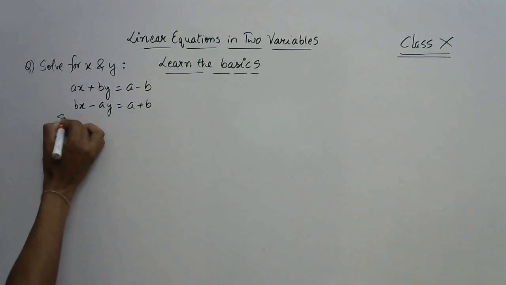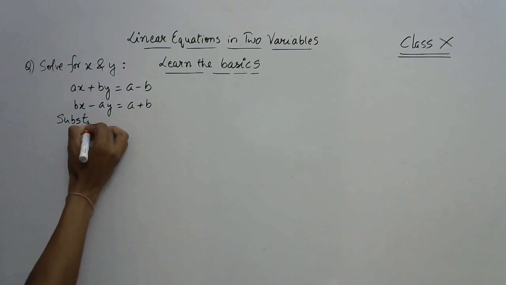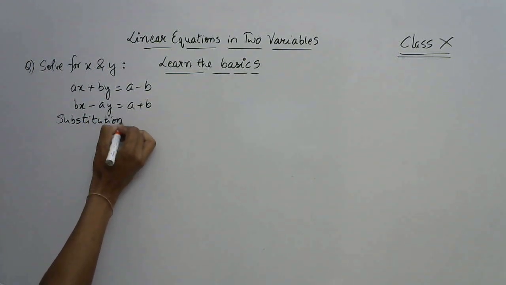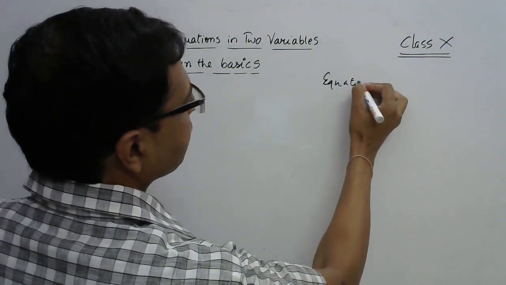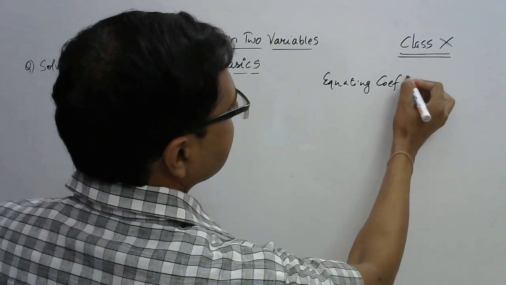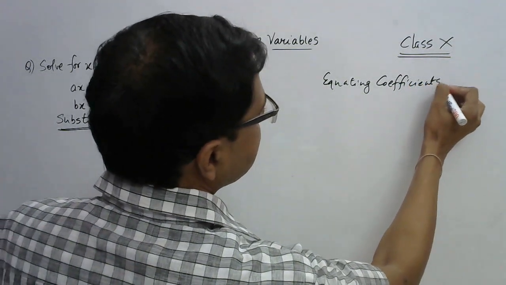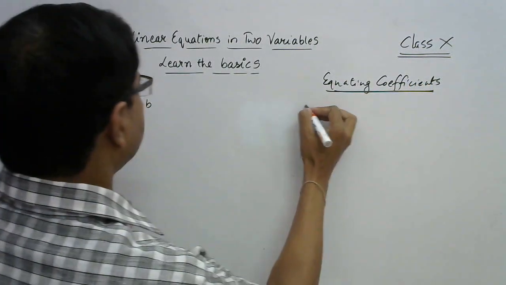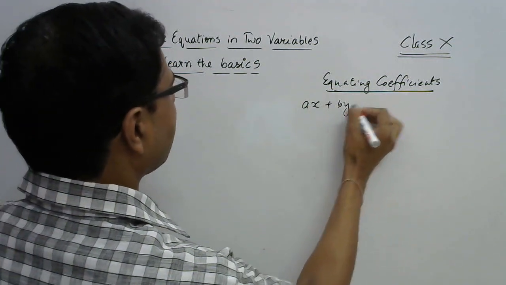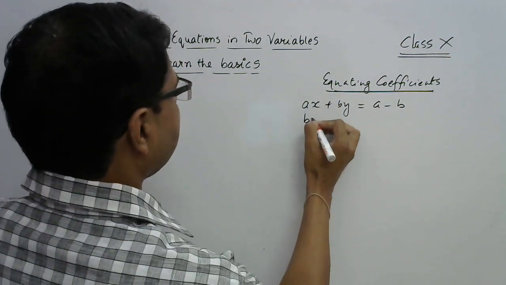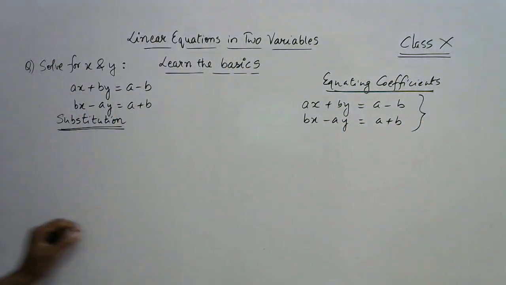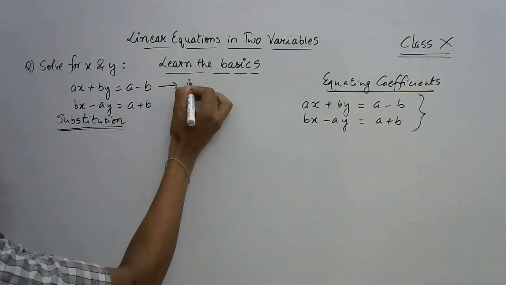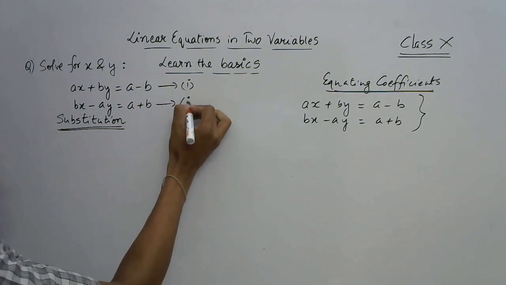We all know that the first one is elimination by substitution. So I am going to carry out the substitution method here and equating coefficients here. Equating coefficients is, as I told you, the easiest method. So let's write the two equations, ax plus by equal to a minus b, and bx minus ay equal to a plus b, one below the other. In substitution, we have to find the value of one of the variables from one of the equations. So I'll name the equations as 1 and 2.